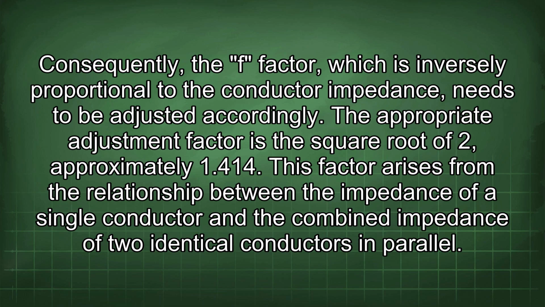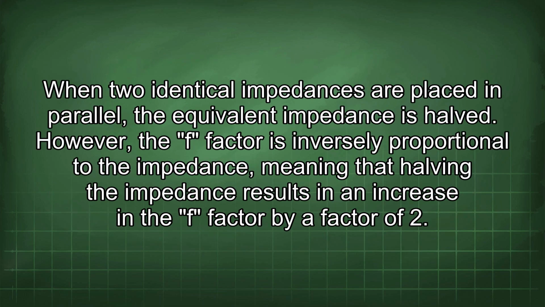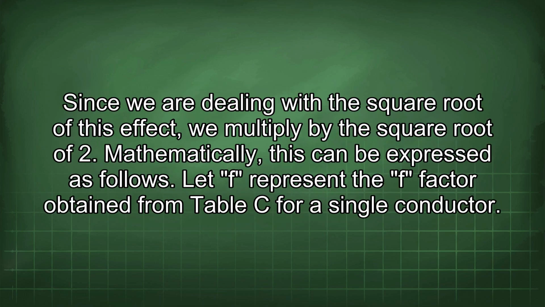This factor arises from the relationship between the impedance of a single conductor and the combined impedance of 2 identical conductors in parallel. When 2 identical impedances are placed in parallel, the equivalent impedance is halved. However, the F-factor is inversely proportional to the impedance, meaning that halving the impedance results in an increase in the F-factor by a factor of 2. Since we are dealing with the square root of this effect, we multiply by the square root of 2.